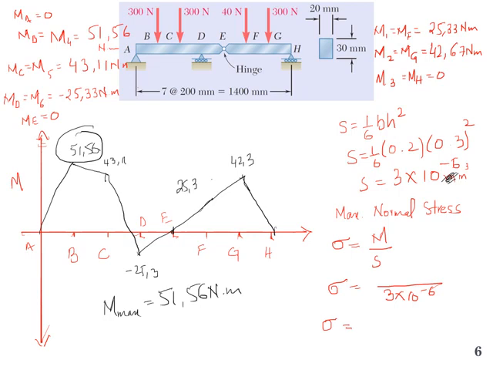So the maximum normal stress, the flexural stress formula, is M over S, in terms of section modulus. We put the value of the maximum bending moment, 51.56 Newton meter, divided by 3 times 10 to the power minus 6 meter cube, and if we calculate, this becomes 17.9 times 10 to the power 6 Newton per meter square, or we can write 17.9 megapascal.